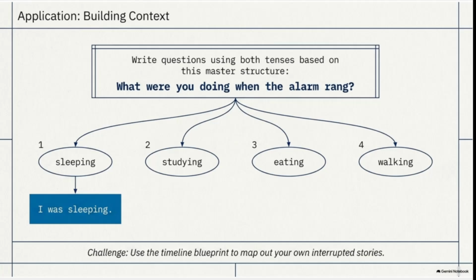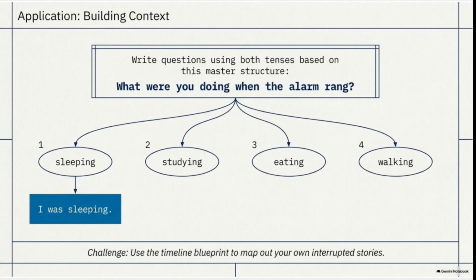Were you doing is past continuous. It asks about an action that was already in progress. Rang is past simple. It describes the shorter action that happened during that time. For example, I could answer, I was sleeping, so the complete exchange could be, what were you doing when the alarm rang? I was sleeping.